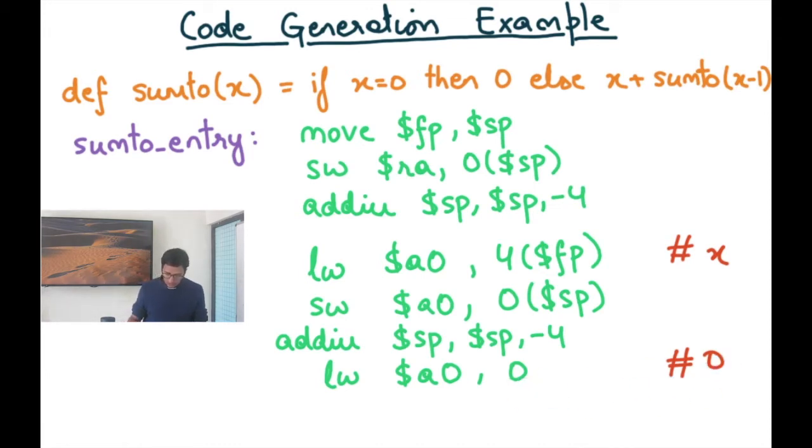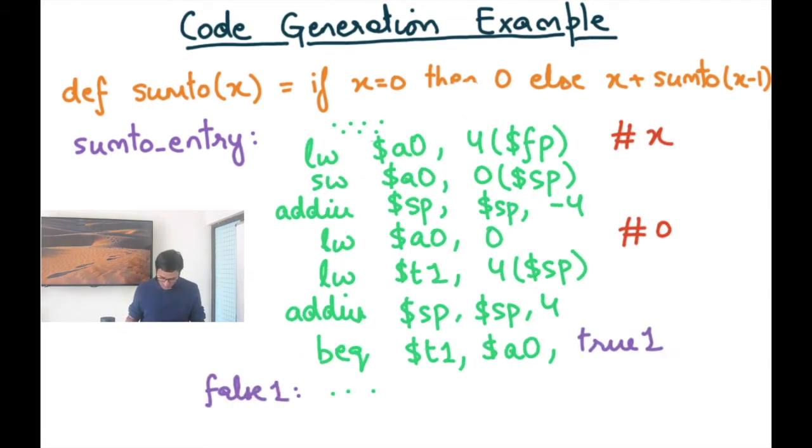All right, now we have to move on with the rest of the code for the if then else construct. So what is the rest of the code? We are going to first pop the extra space that we created for storing x here. And then we are going to do the branch equals instruction to either jump to the true branch or the false branch. So here's the code for that.